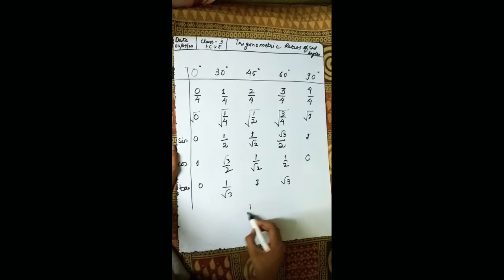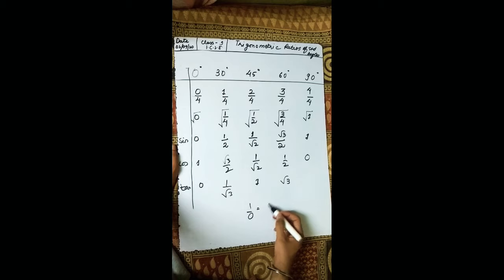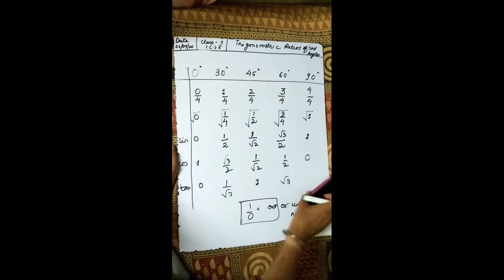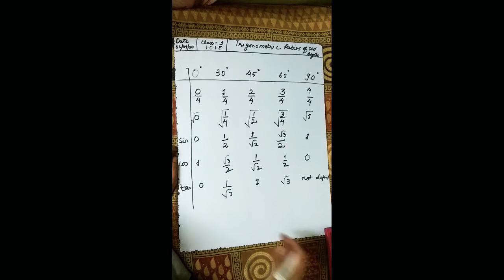Now I will ask you one question. What is 1 upon 0? Now if you are thinking that 1 upon 0 is 0, then you are wrong. 1 upon 0 is infinite. Now I will tell you how 1 upon 0 is infinite. I have made one video on this particular case, on how 1 upon 0 comes infinite or undefined. This is called undefined also. Not defined or undefined. So you can write here 1 upon 0 not defined. Now how it is not defined, I'll share the link with you.